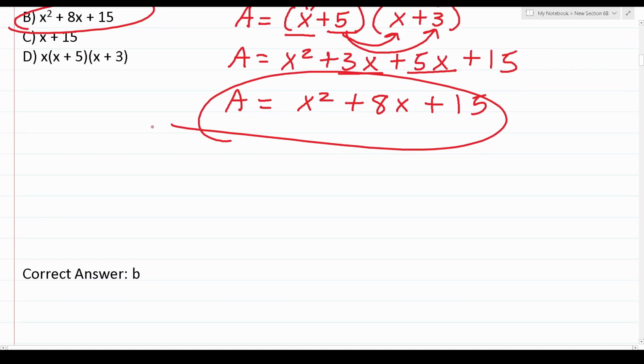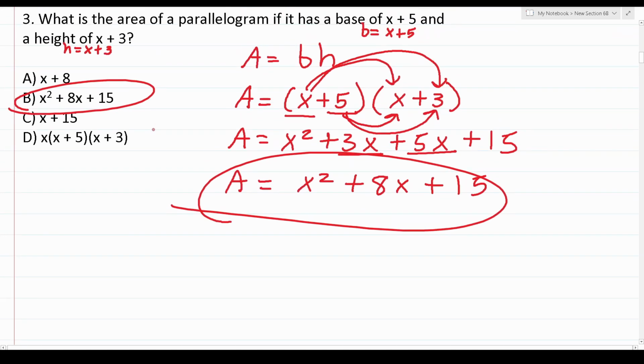All right, so you really didn't have to know too much about parallelograms apart from the fact that their area is found by multiplying base times height. And then you had to know some basic algebra here to expand your answer choice accordingly. All right, so that's it.